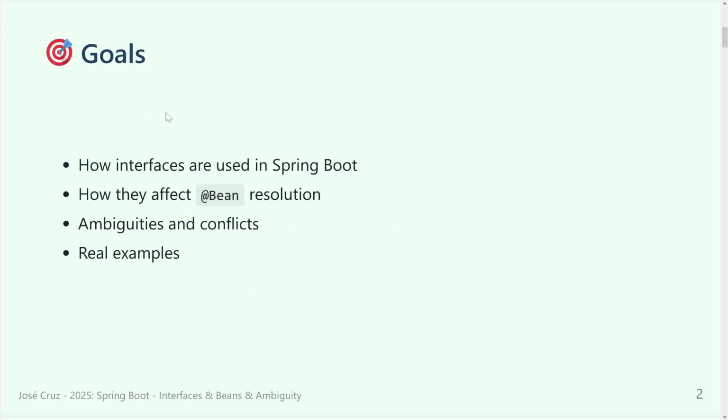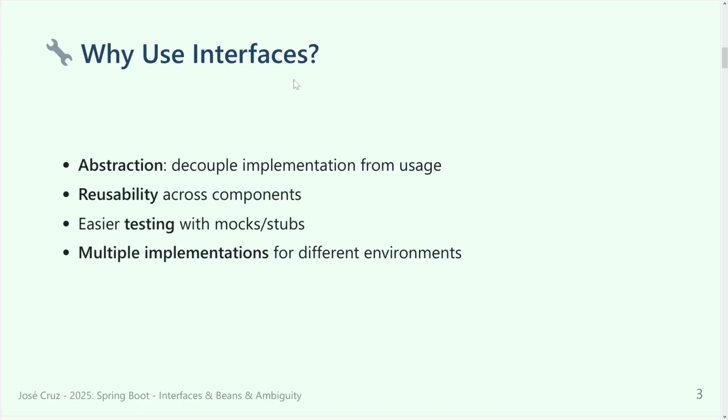So the main goals of this presentation and practice exercise: how interfaces are used in Spring Boot, how they affect bean resolution, ambiguities that will arise from this, and conflicts, and I'll provide some real examples, even showing some code being executed. So why use interfaces?